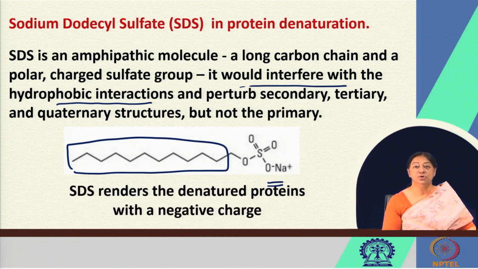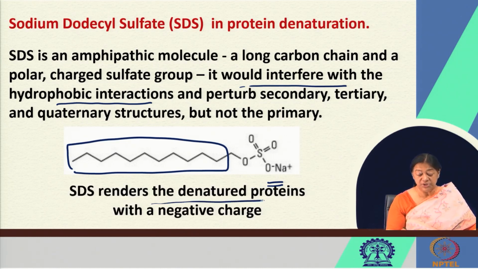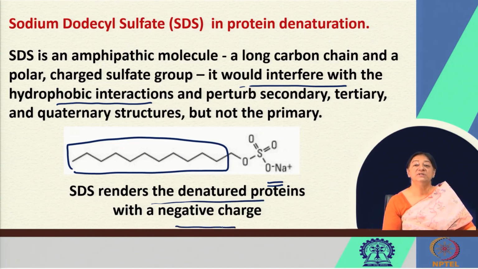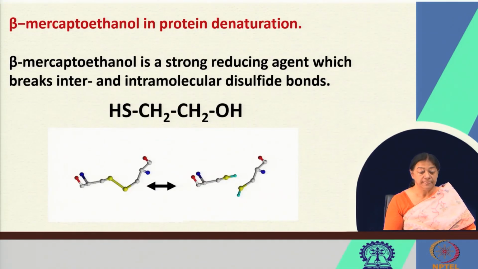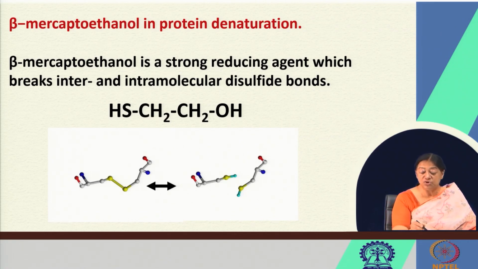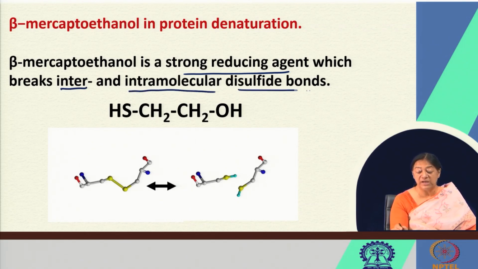Interestingly, this also renders the denatured proteins with a negative charge, something that is extremely important in a specific biophysical methodology that we use to determine the molecular weight of proteins called SDS-PAGE, sodium dodecyl sulfate polyacrylamide gel electrophoresis, which we will visit when we do biophysical methods. The beta mercaptoethanol we have seen before in protein denaturation. We know that it is a strong reducing agent which breaks the inter and intramolecular disulfide bonds.